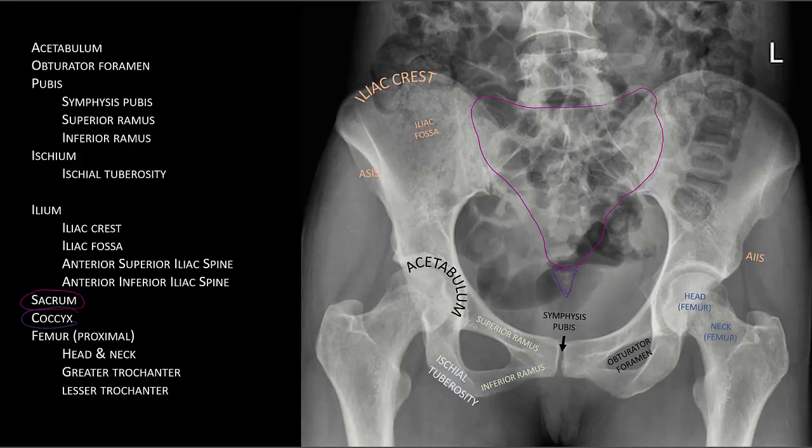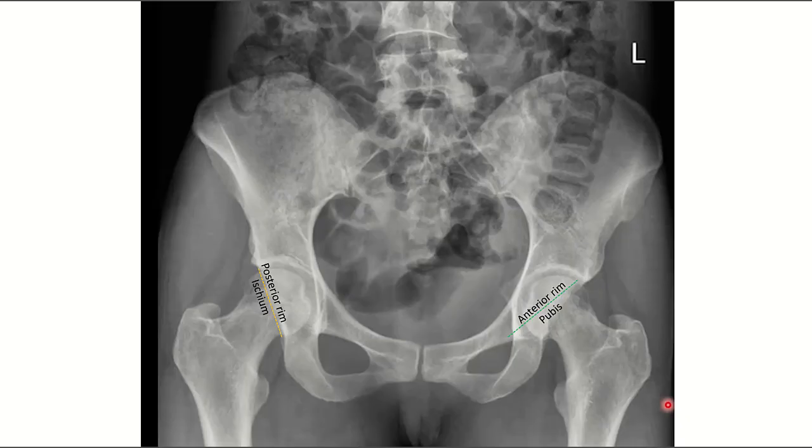And then onto the femur, we can see the head and neck. Then we have the greater trochanter and the lesser trochanter. Additionally, you can see in yellow the line that represents the posterior rim of the acetabulum, and that is part of the ischium. And in green, you can see the anterior rim of the acetabulum, which is part of the pubis.